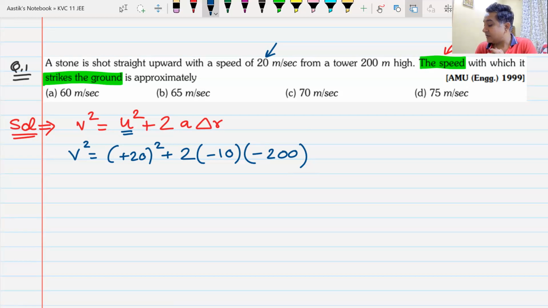Okay, so that was the answer. I think the answer is coming somewhere close to 65 meter per second. I hope you understood this, yes or no?